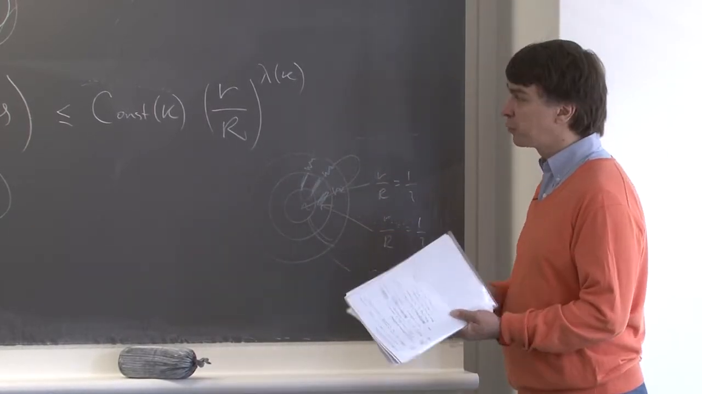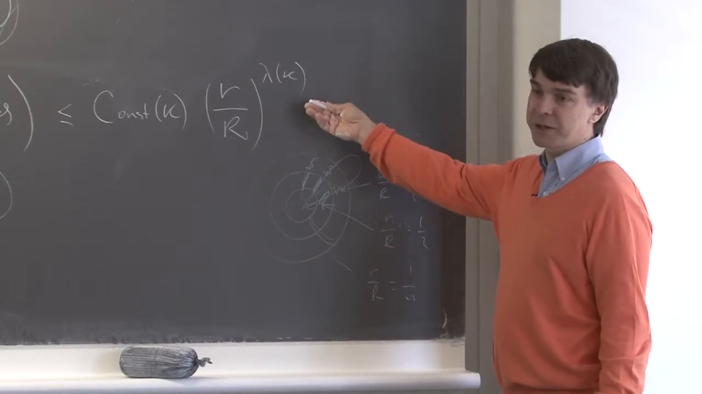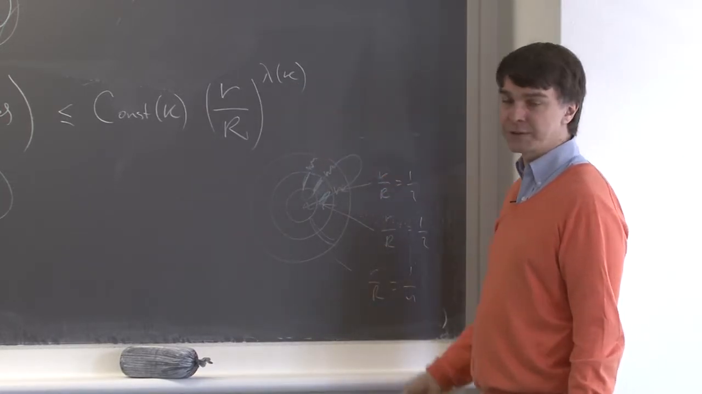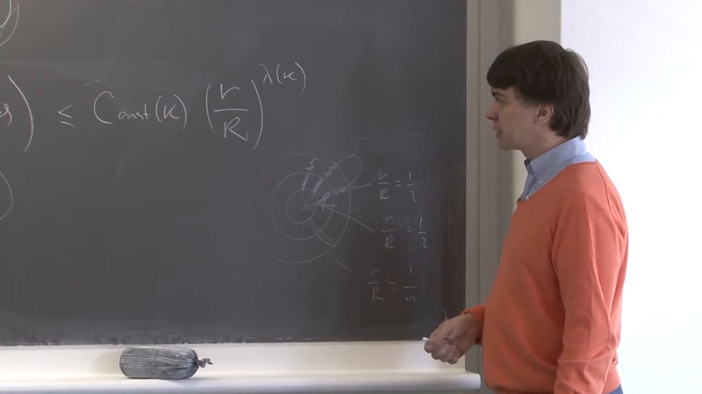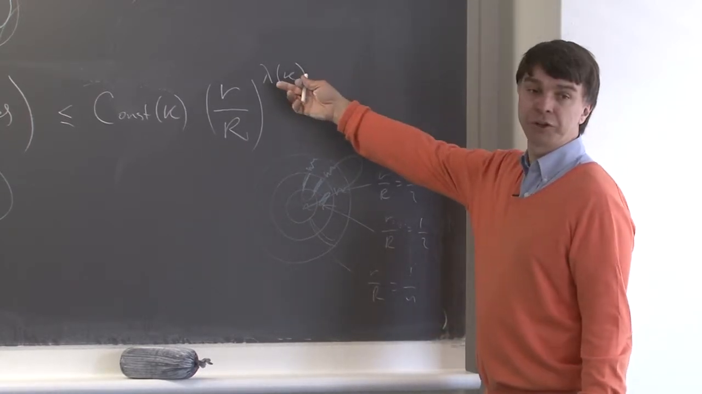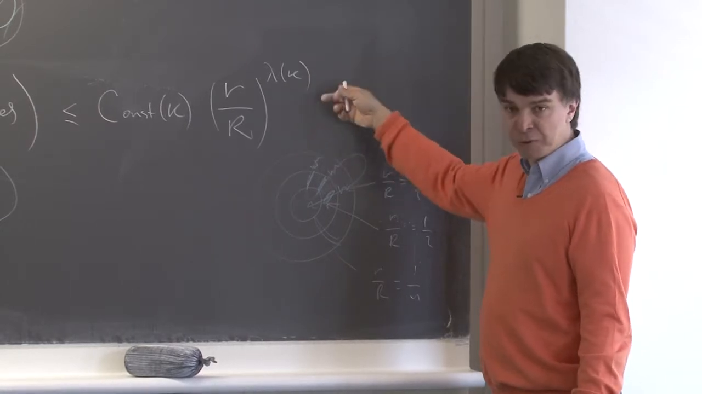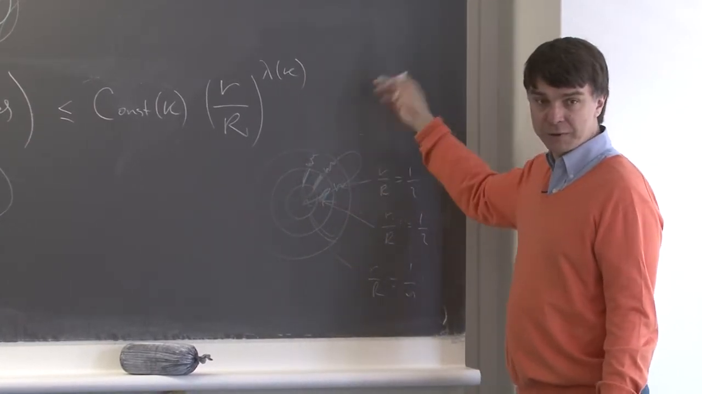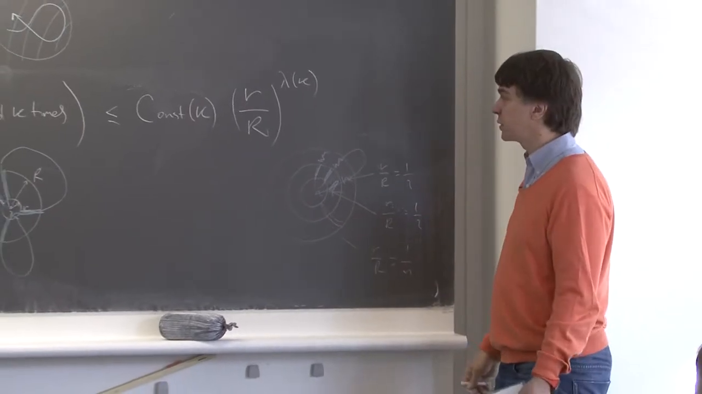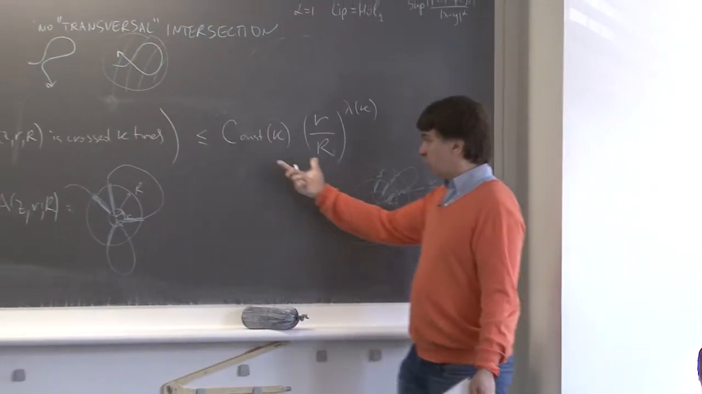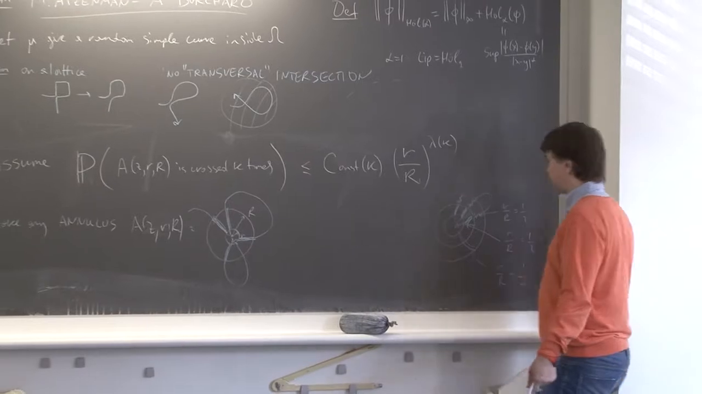So it's sort of logical to expect, if you demand some estimate, it should be some power. And that's in reality what happens. And obviously, the power will depend on k, because the bigger is the k, the less likely you are to make several crossings. Now, well, the constant is in front.